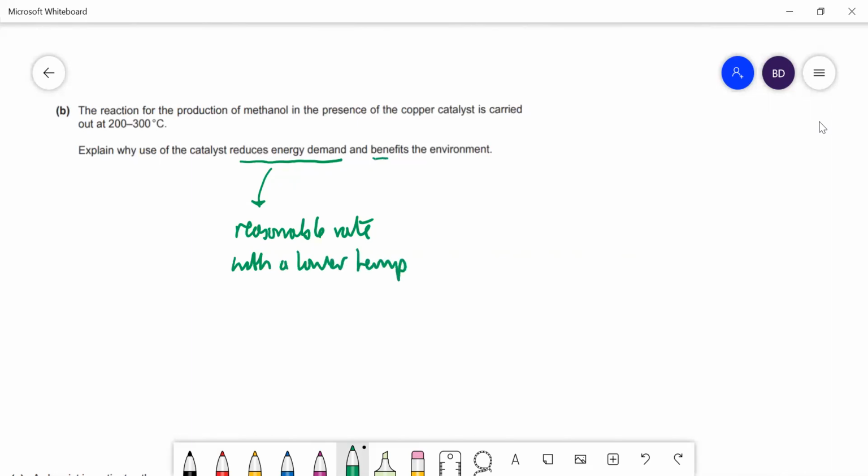Now, why is that good for the environment? Generating high temperatures usually involves burning fossil fuels. Why is it bad to burn fossil fuels? CO2 is released as a greenhouse gas. Okay, so not really much about equilibrium there, that question.